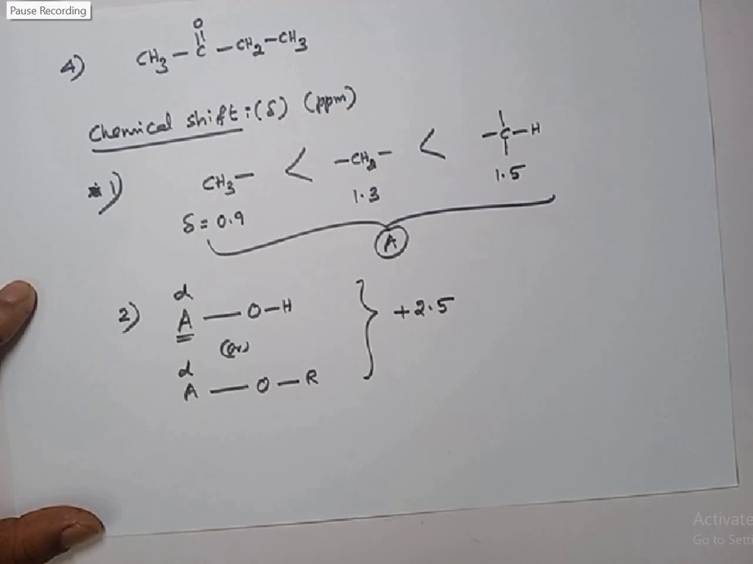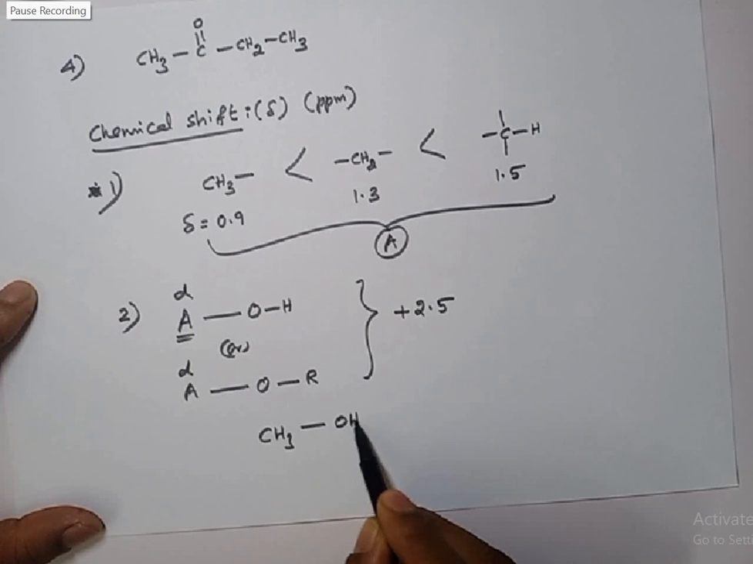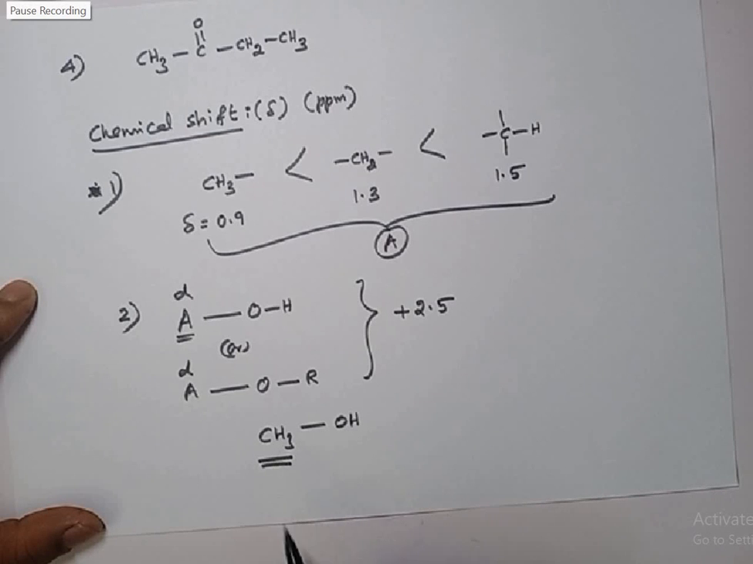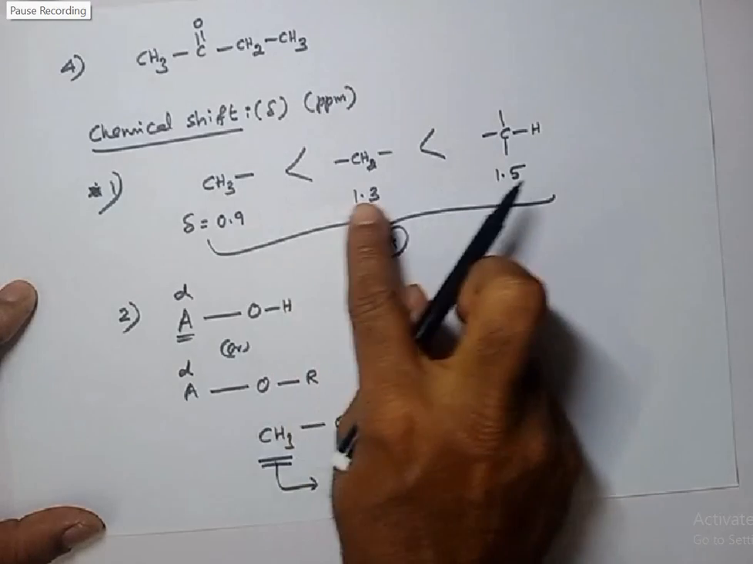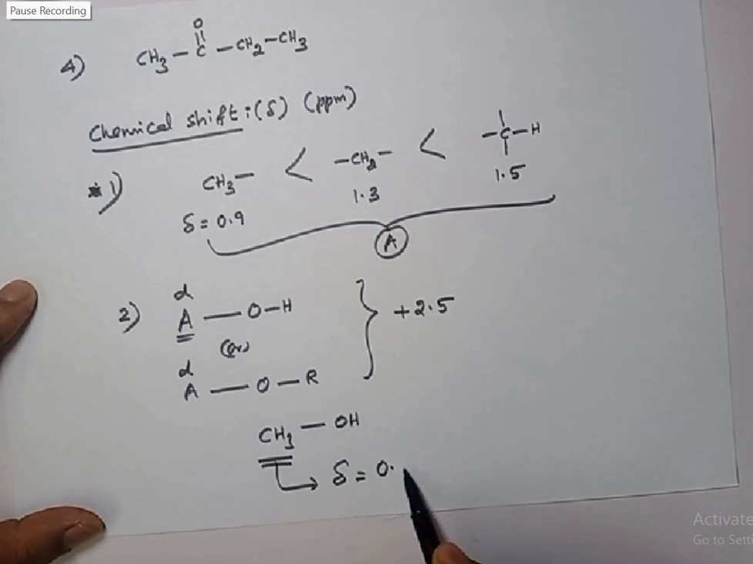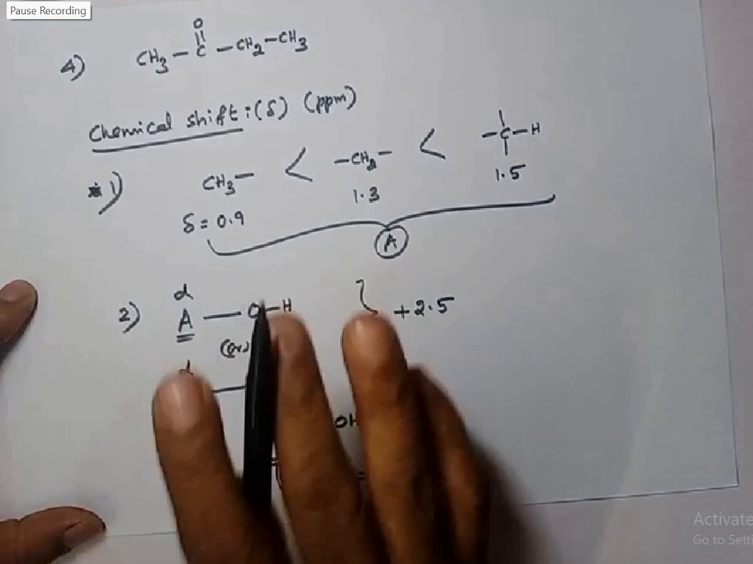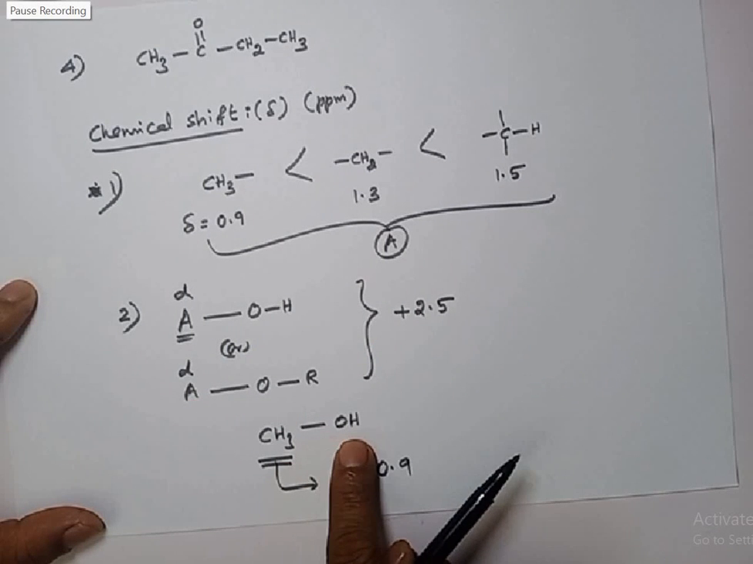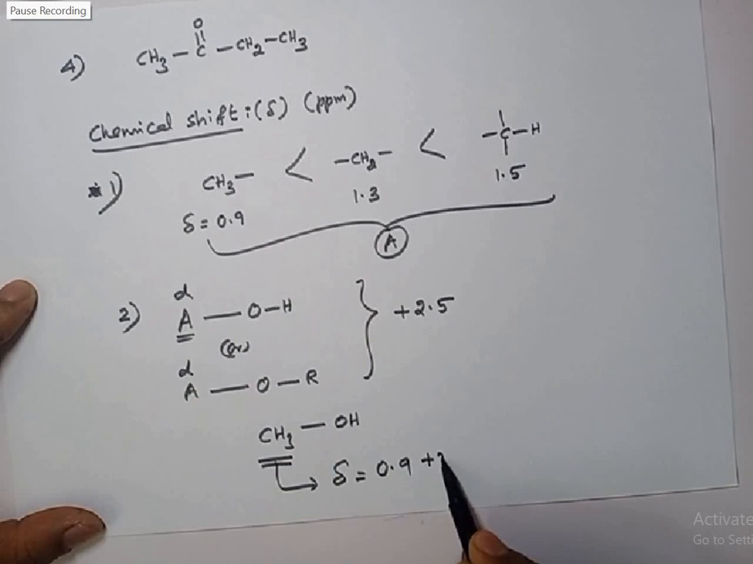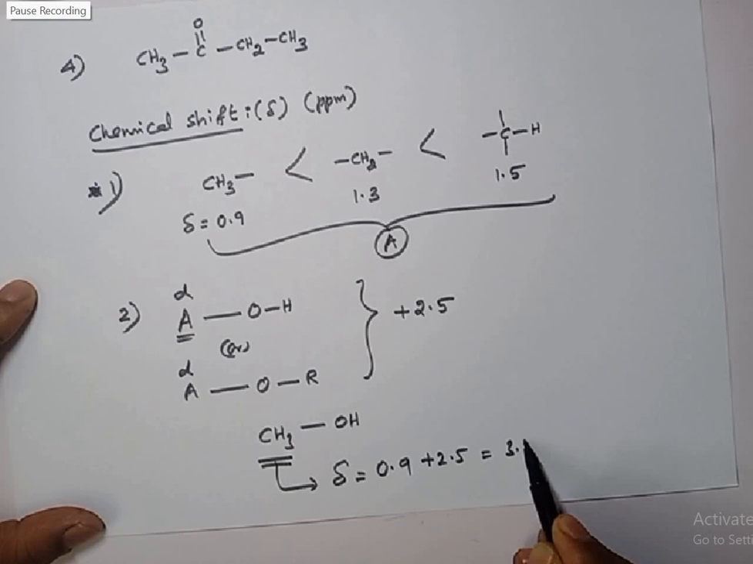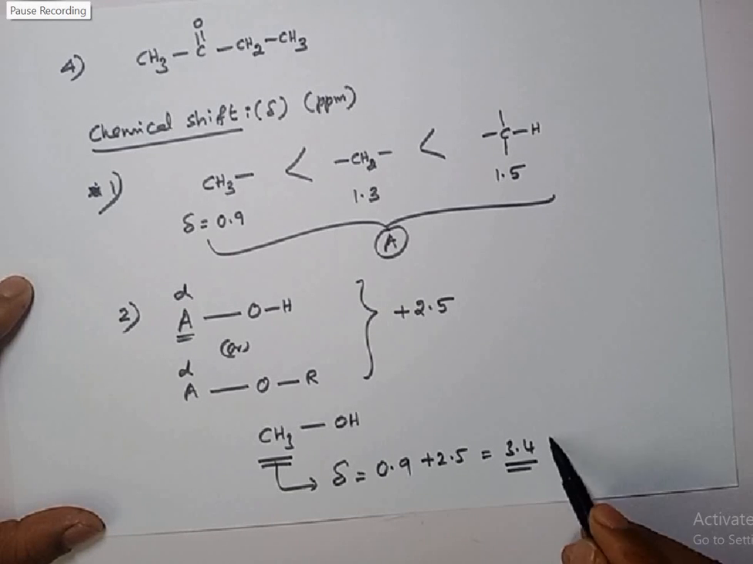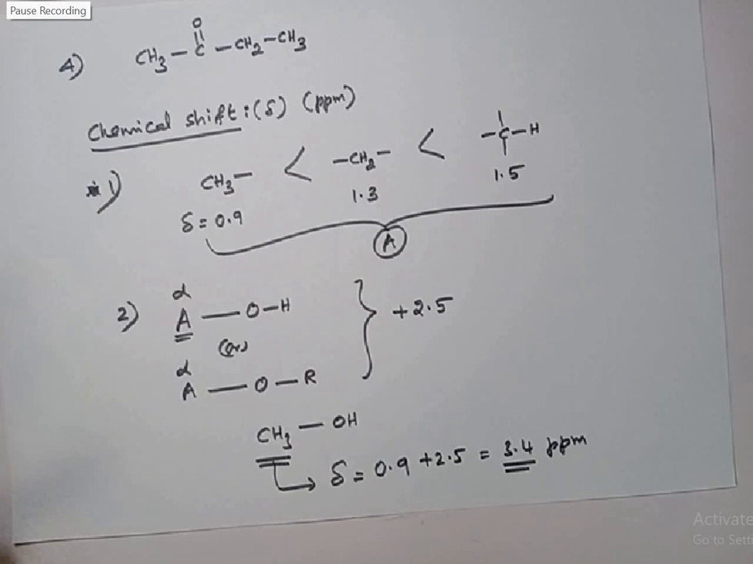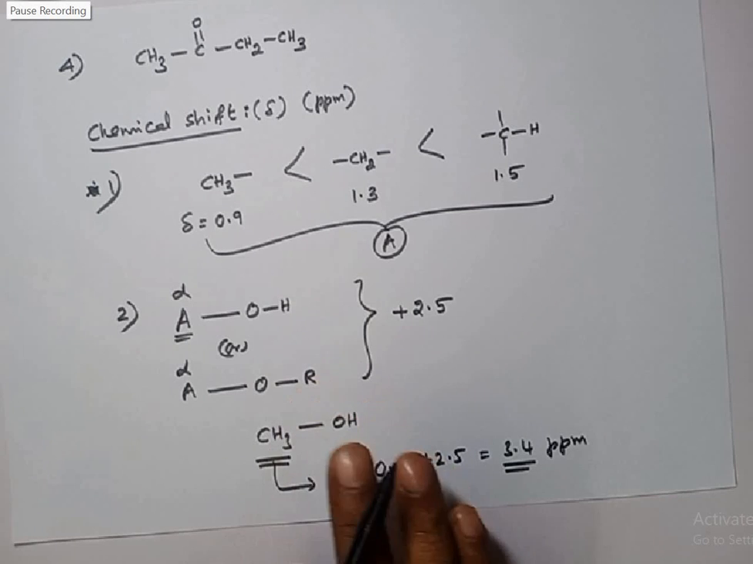For example, if a methyl group is connected to an OH group, what should be the chemical shift of these protons? Very simple. For methyl, the usual value is 0.9. When it is directly connected to an OH group, we add 2.5. So we get the value as roughly 3.4 ppm. So we can predict the approximate chemical shift. Right? So keep this in mind. This is rule number 2.